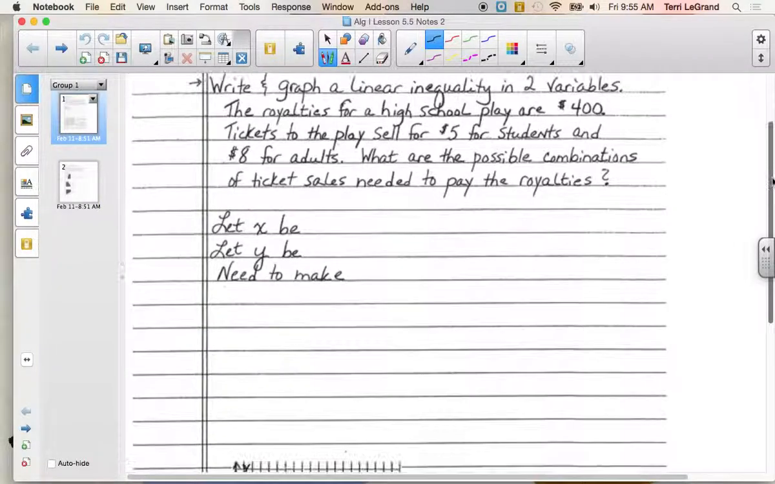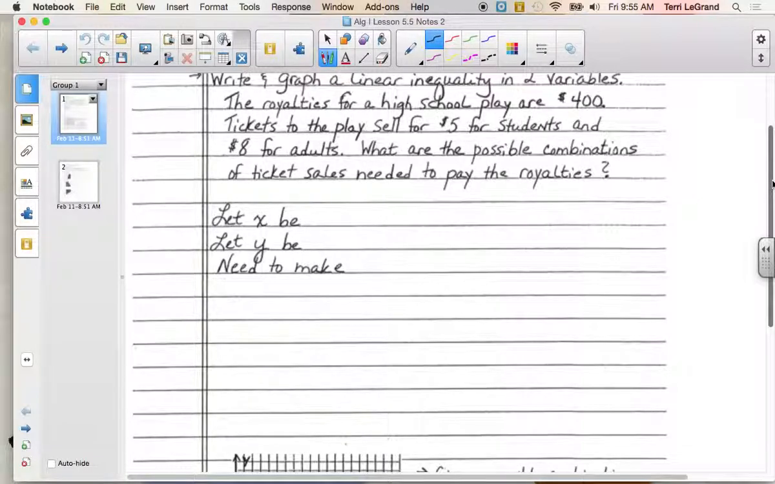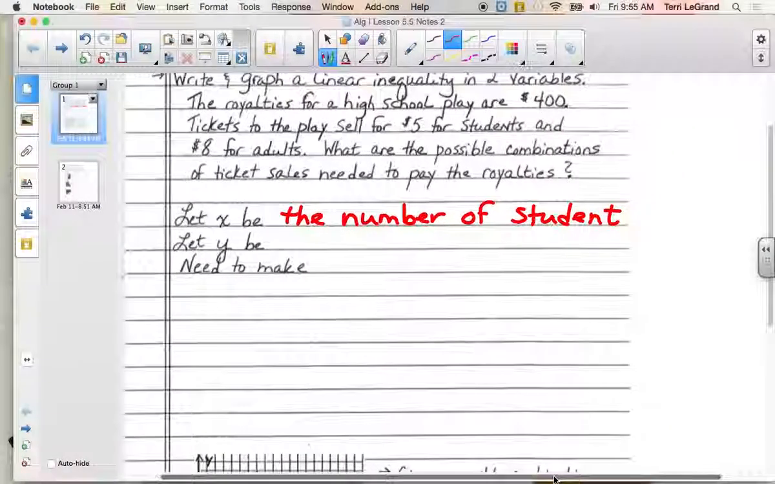Okay, so in this situation, it says, what are the possible combinations of ticket sales needed to pay for the royalties? What does it sound like maybe X and Y could represent? The number of student tickets and the number of adult tickets. Yeah. We know how much they are per ticket, but we don't know how many we need to sell, right? So we could let X be the number of student tickets. And we want to be specific. So we're talking about how many student tickets are needed to be sold. And then Y can be the number of adult tickets, right?